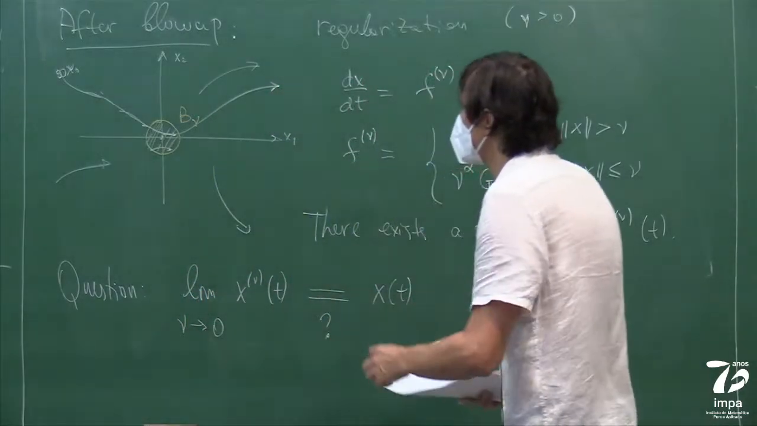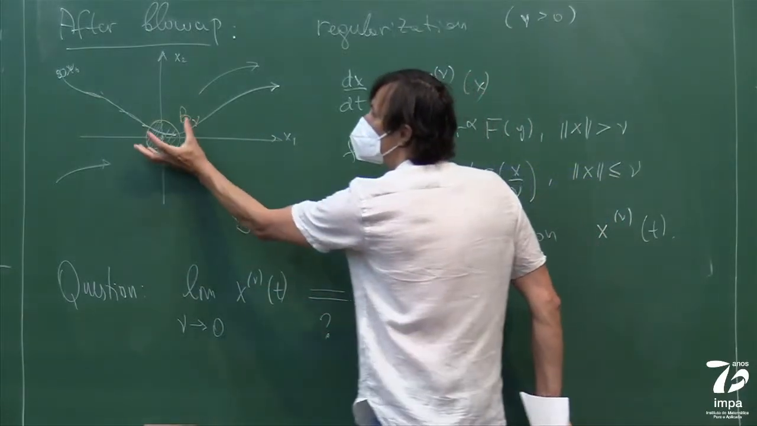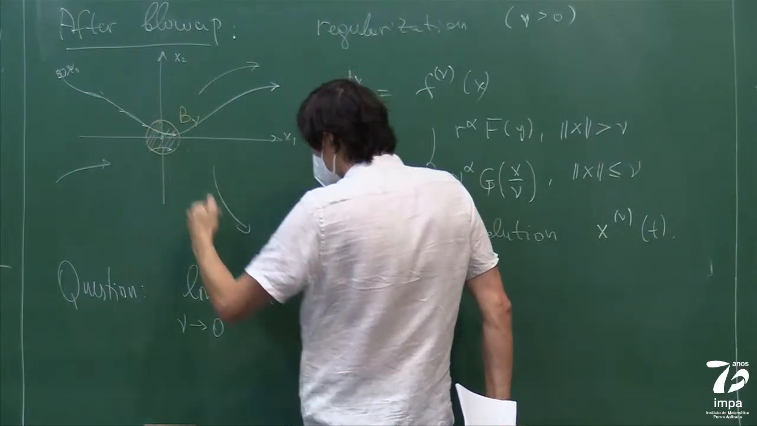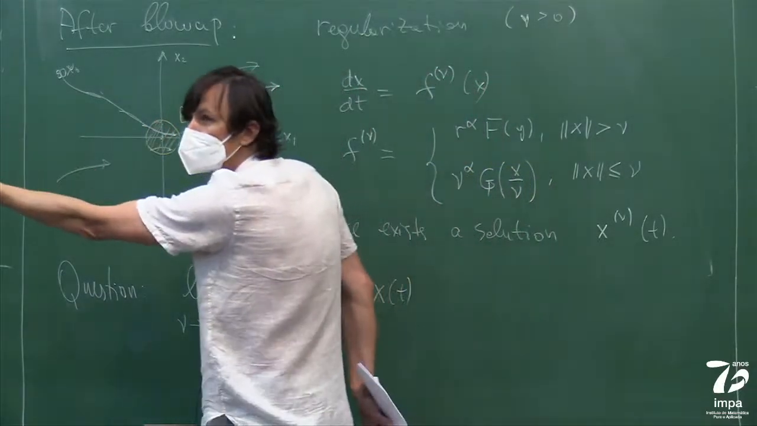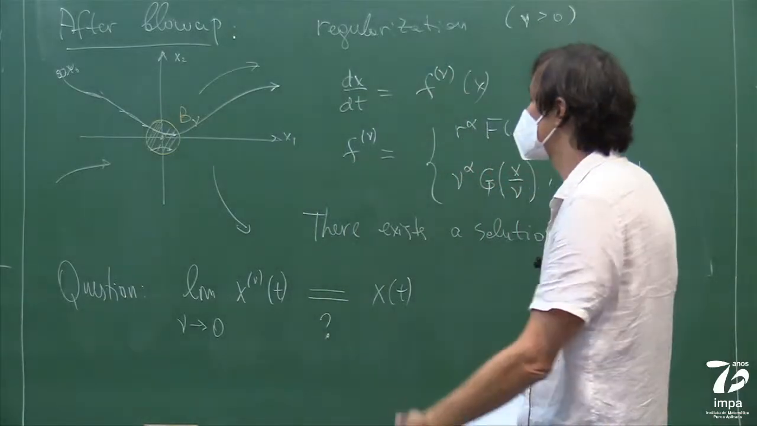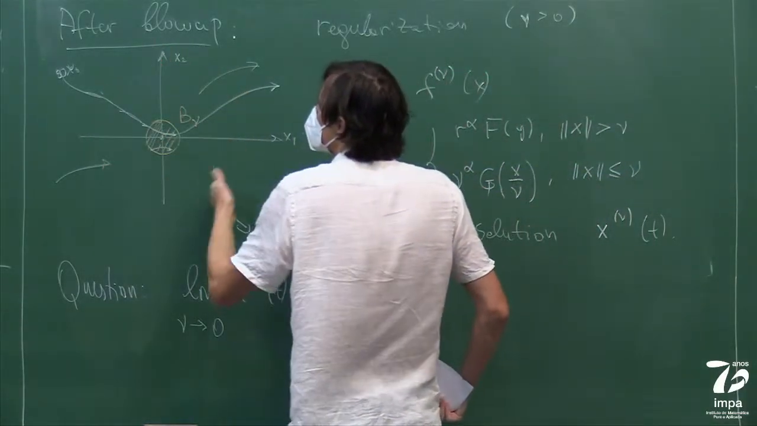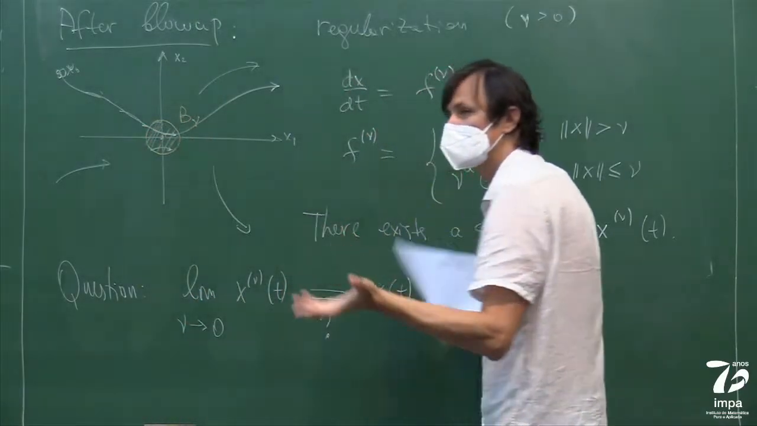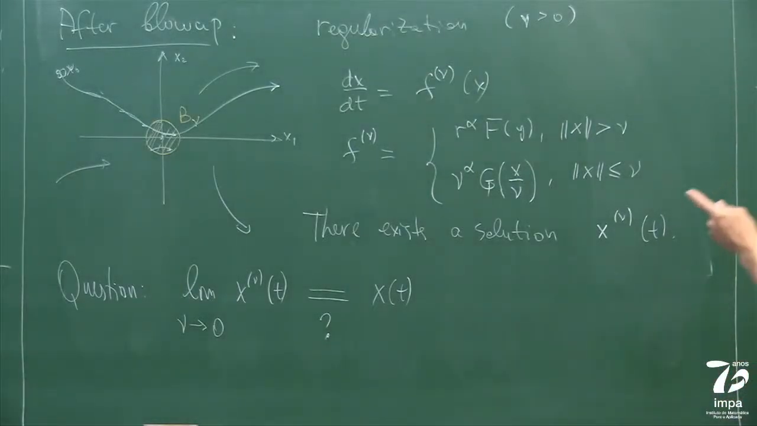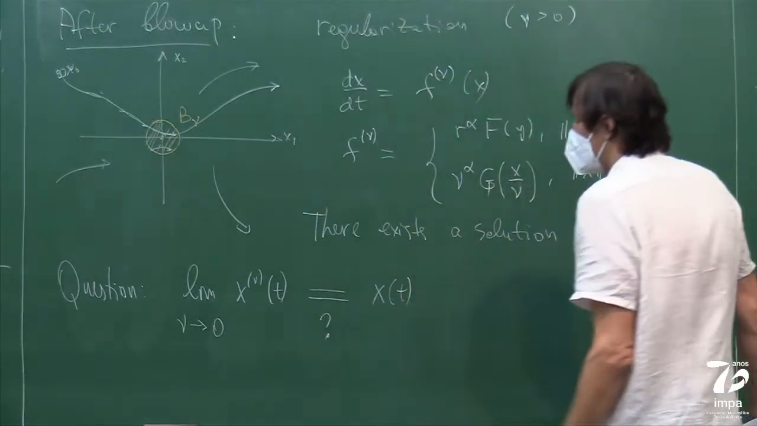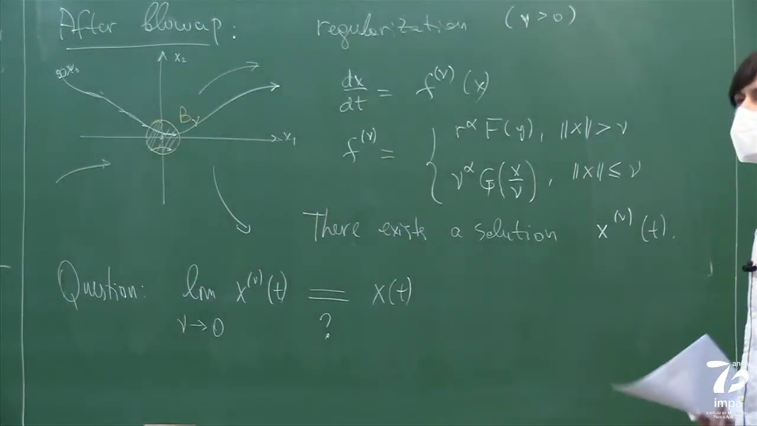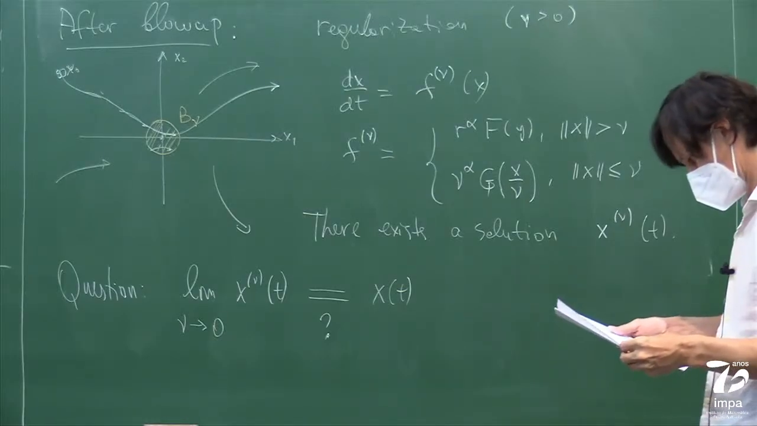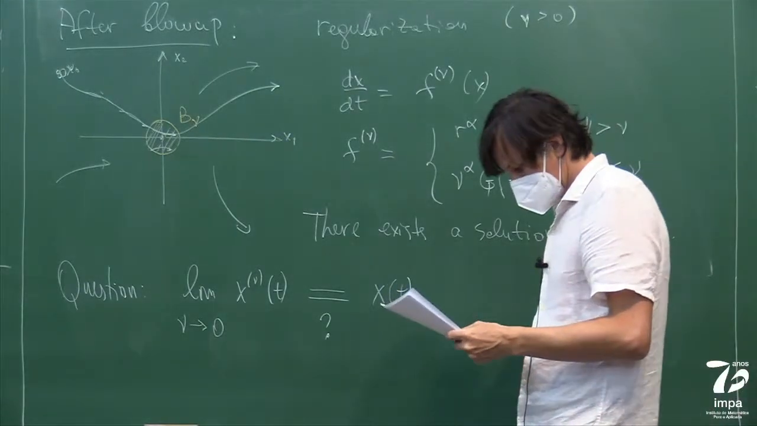So can we recover? Certainly when nu goes to 0, you collapse the center. If there is a limit, it will be a solution of the original problem, because it satisfies the original problem everywhere outside the ball, which means that if you collapse the ball, it will satisfy the original equation everywhere. But the question is, do we have a limit or not, in which situation? And how to characterize this limit?